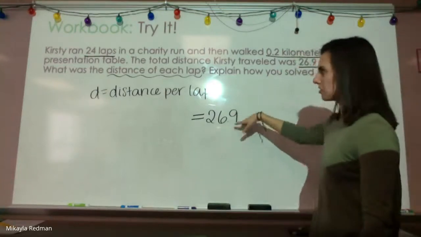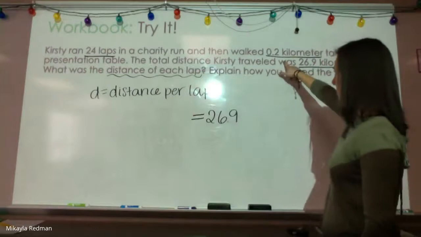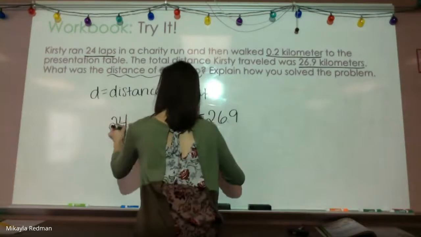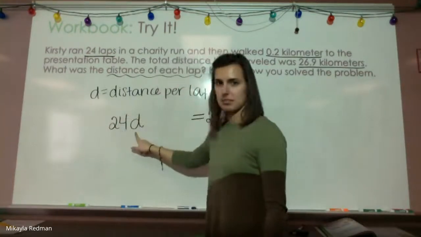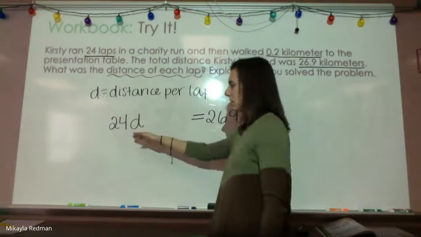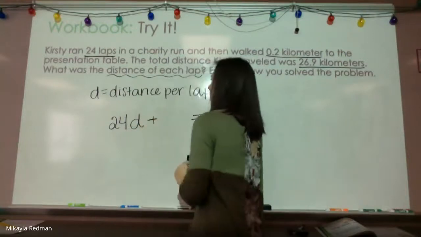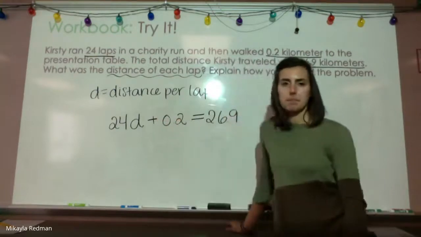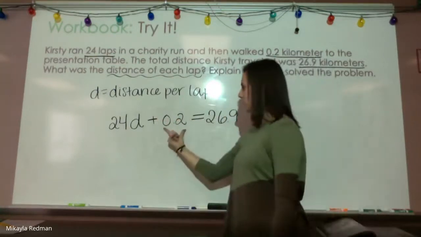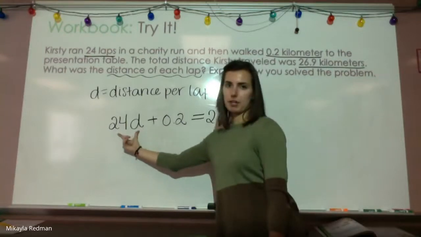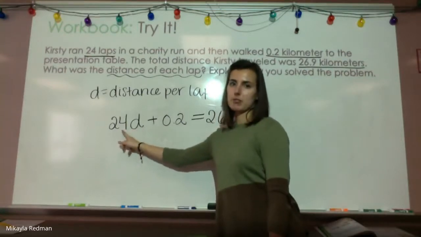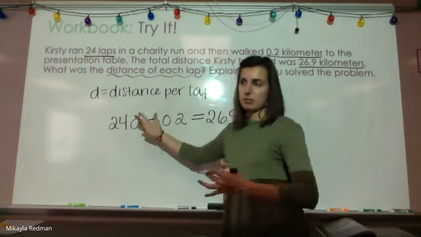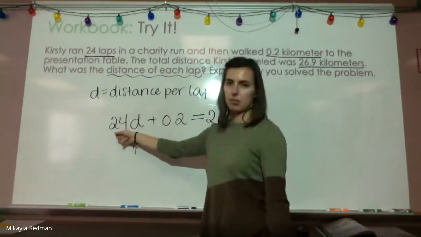So this is how much she traveled. Well, how did she get there? She ran 24 laps plus walked 0.2 kilometers. So 24 laps times d, times the distance, right? We want to find out the distance. And then we have to add that onto the 0.2 kilometers. So this is the distance that she walked. This is the distance she ran. We get the distance she ran by multiplying the number of laps times the distance around the lap. So if it's 1 kilometer, then we ran 24 kilometers.